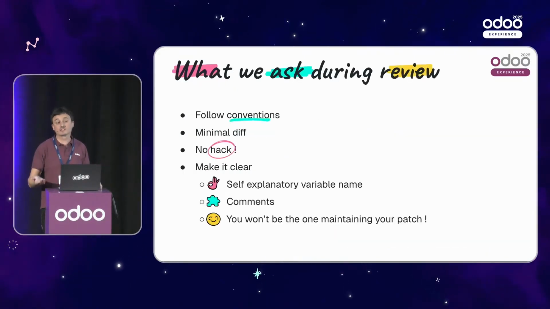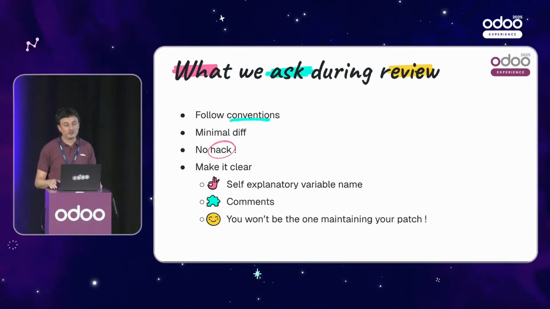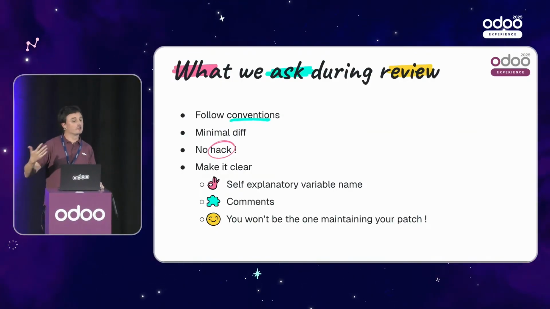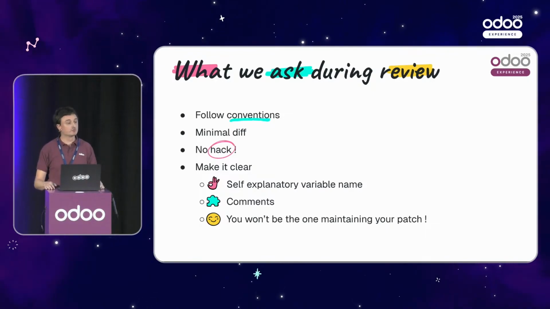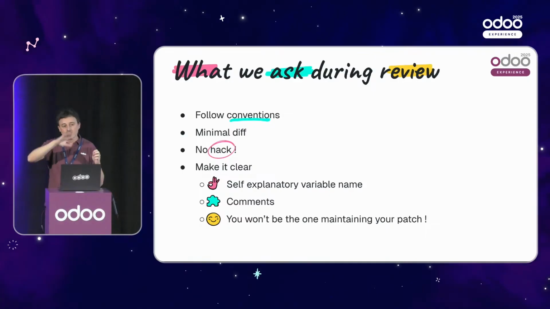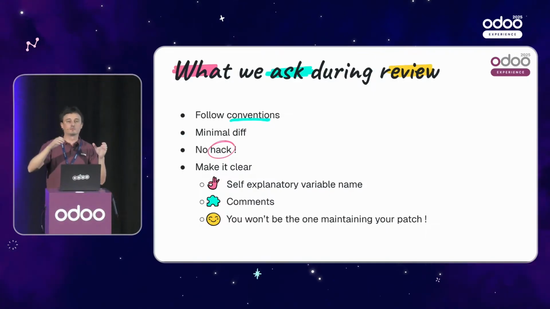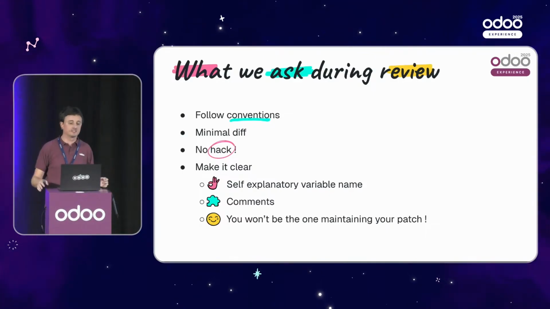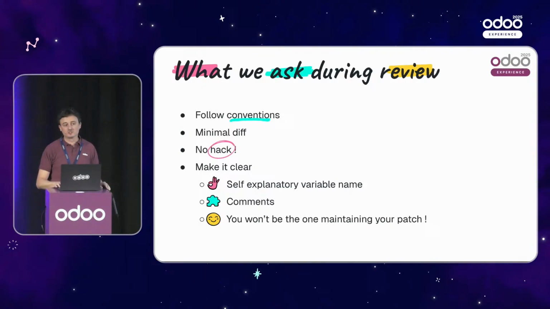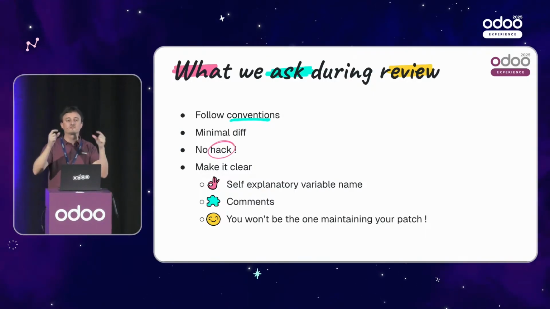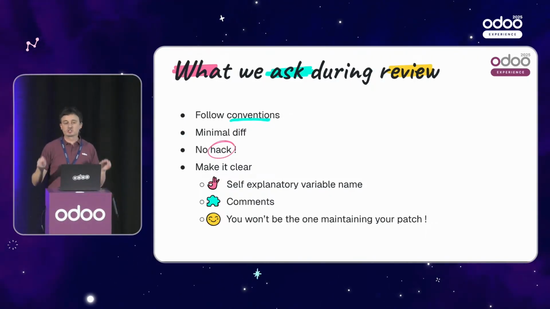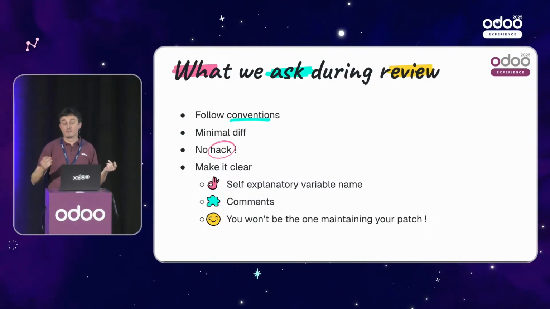So what are we asking during a review? First, we will ask you to follow the conventions of the code, the guidelines, to make sure that your code will be well implemented. It will not be really different from the existing code in the code base. We will ask for a minimal diff. So if you just fix a small thing, it should not be 1000 lines. Don't change things unrelated to the bug you are fixing.